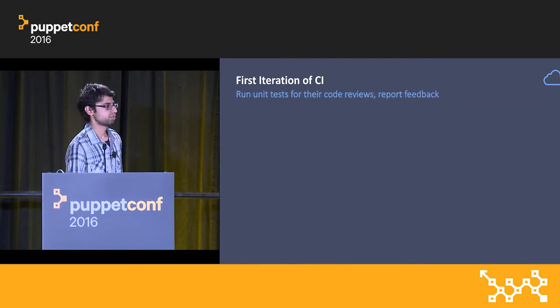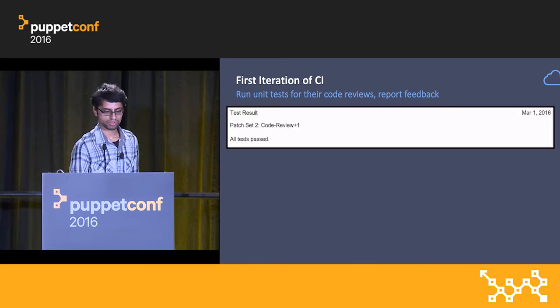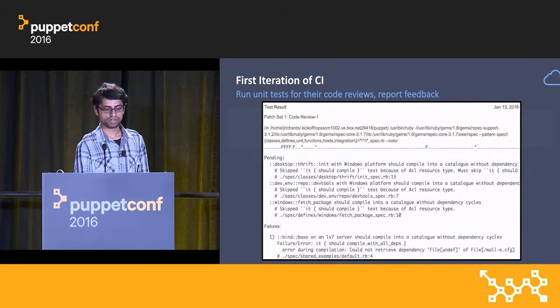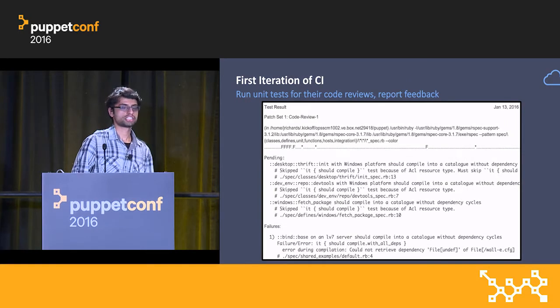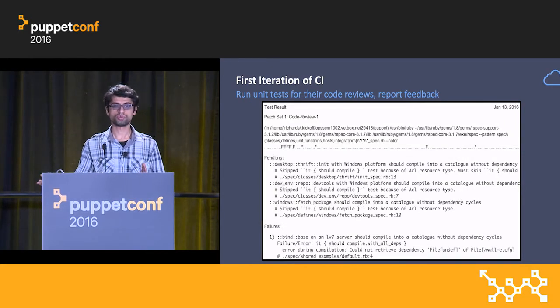Now, for these users, every time they pushed up a Puppet change, we reported test feedback. We ran the entire unit testing suite and reported feedback on it. So if none of the tests failed after they pushed their change, they would get a +1 from the test result user in Gerrit. If, however, their change caused tests to fail, they would get feedback for it. They could review the failures and push up a new patch set.